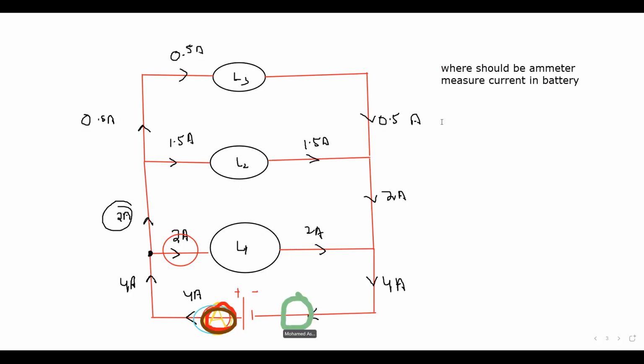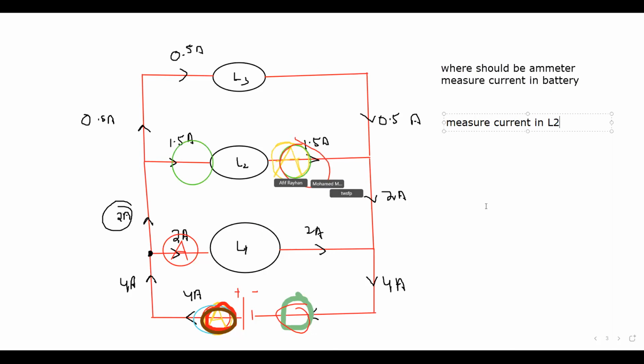And if you want to measure current in lamp 2, where should be the ammeter? Lamp 2, not L1, L2. So it can be before or after. Is it clear?